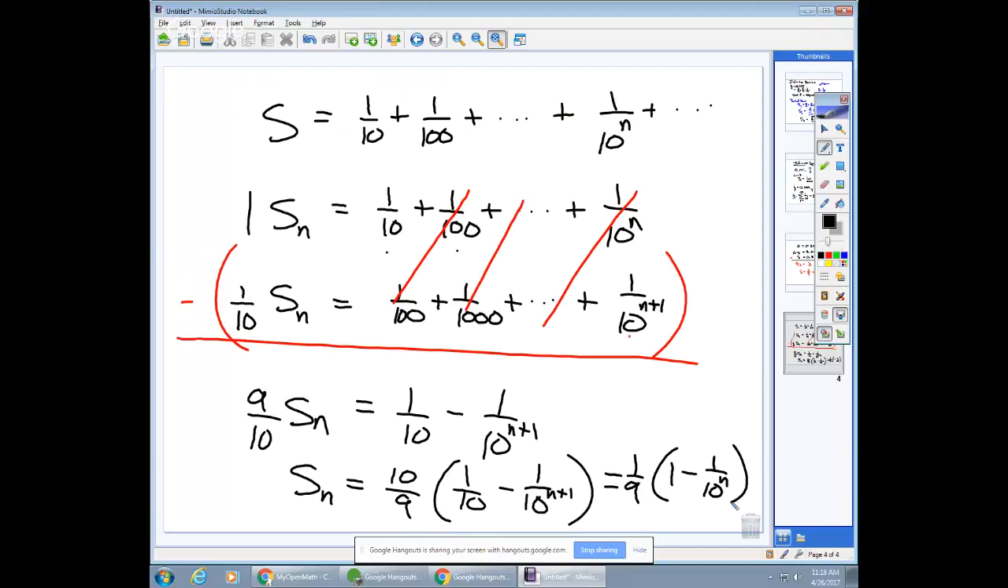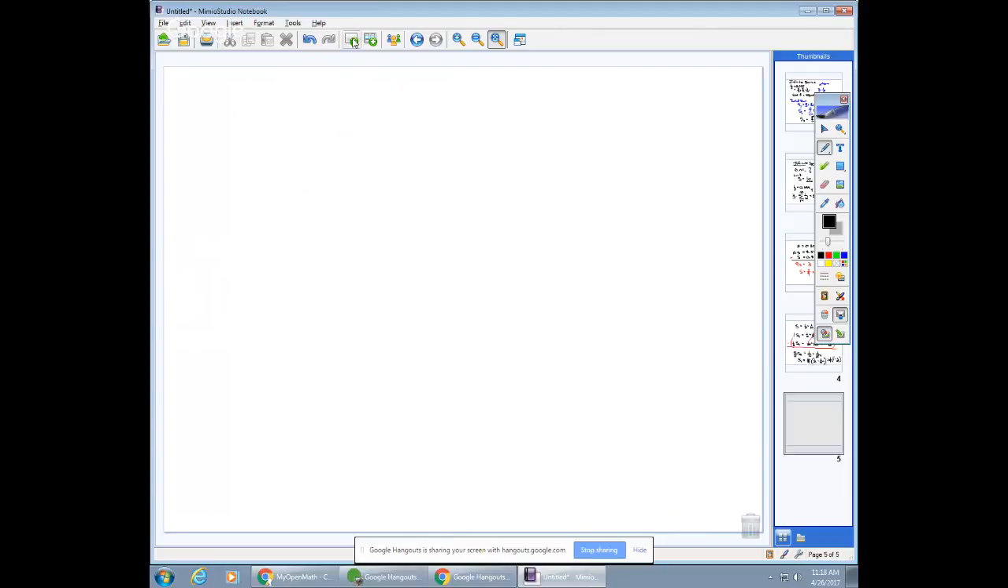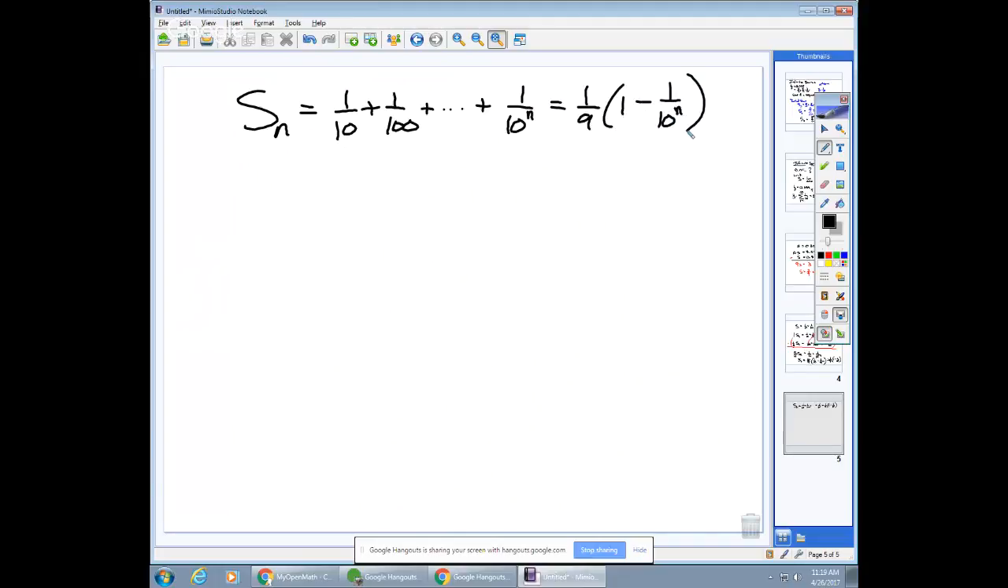So what I've discovered is that if I look at the partial sum, which normally says go from 1/10 all the way up to 1 over 10 to the n, no matter what I pick n to be, that's always going to be the same as 1/9 times 1 minus 1 over 10 to the n. So I have a shortcut formula now. If somebody says, I need the 100th partial sum here, I don't need to add up 100 terms. I just go straight to my shortcut there.